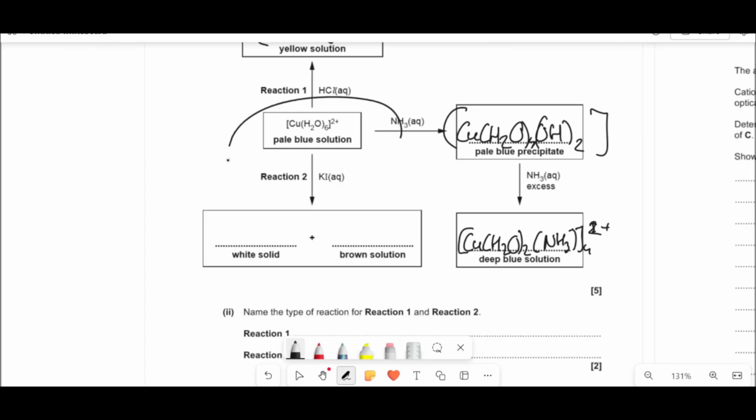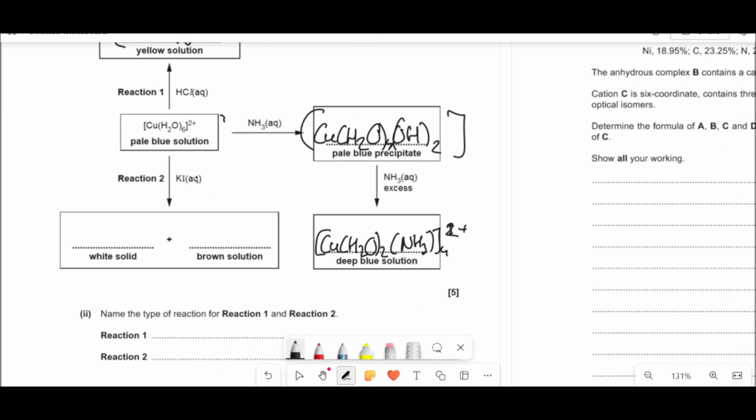Then here, we've got some reaction. When you react it with KI, you make a white solid in a brown solution. The brown solution, from KI, the only thing that's going to go brown here is I2. Now, if that's the case, think about what's happened to the iodine. It's become −1 to 0. That has been oxidized. When you oxidize something, you have to reduce something else. Something in this has to have been reduced.